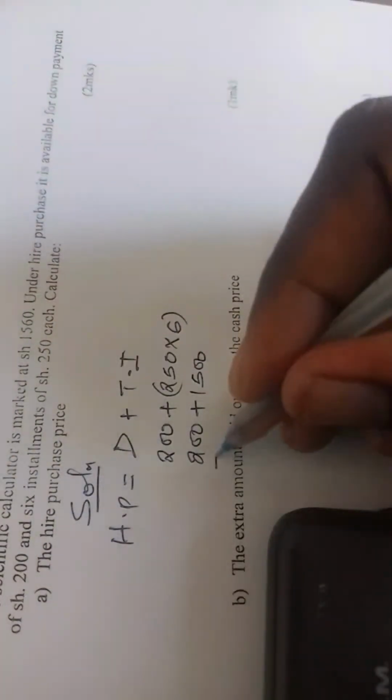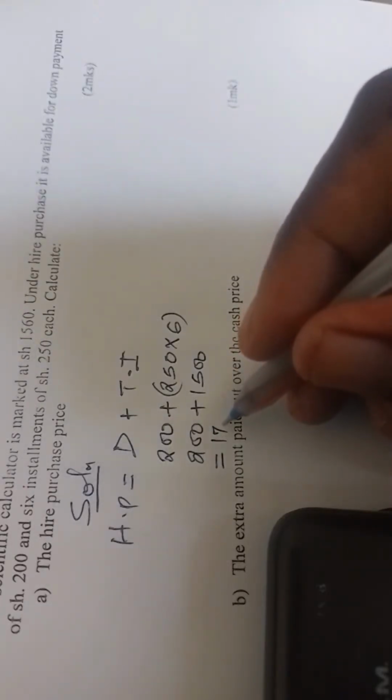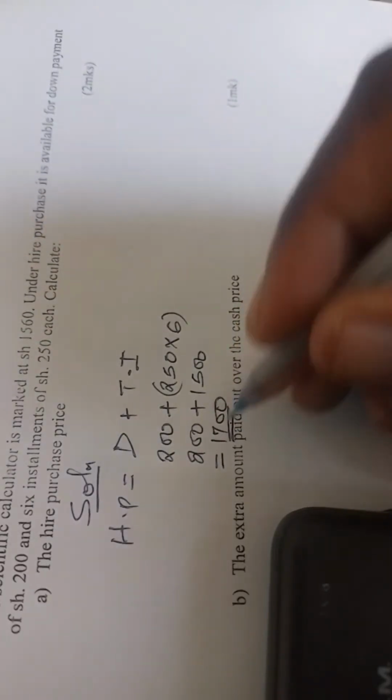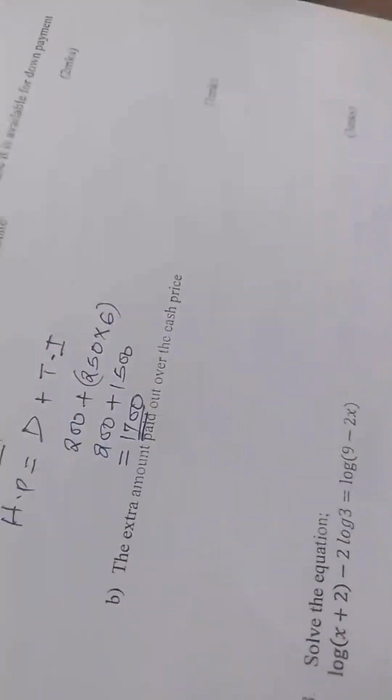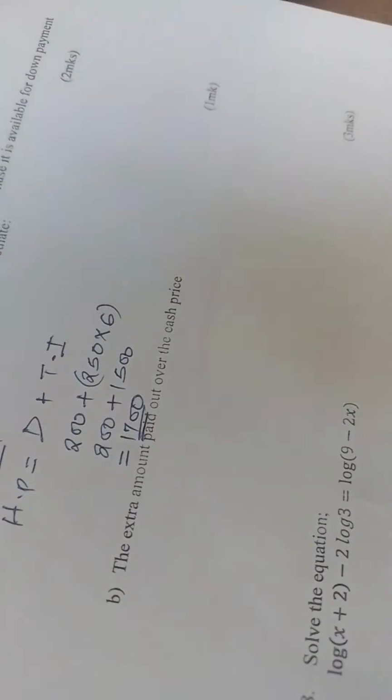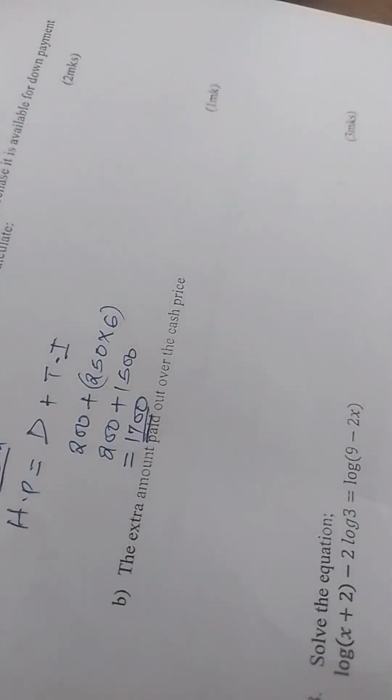1500 plus 200, this one is the same as 1700. So that is the hire purchase that he was supposed to pay at the end of the month, because now he's supposed to give a deposit, a down payment of 200, plus 6 installments. The 6 installments, that is 6 months, he is supposed to pay 250. So meaning you are supposed to take 250 times the 6 months that he is supposed to pay, then after that plus the deposit that he paid at the beginning, which will give us the total of 1700.